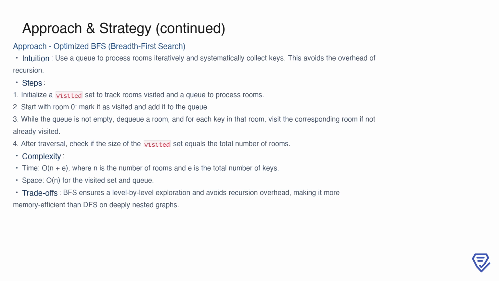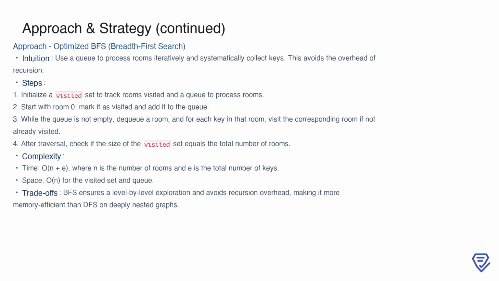Instead of relying on recursion, BFS uses a queue to process rooms iteratively, making the traversal more systematic. To implement this, we start with a visited set to track the rooms we've already explored and a queue to manage the exploration process. We begin with room 0, mark it as visited, and add it to the queue.